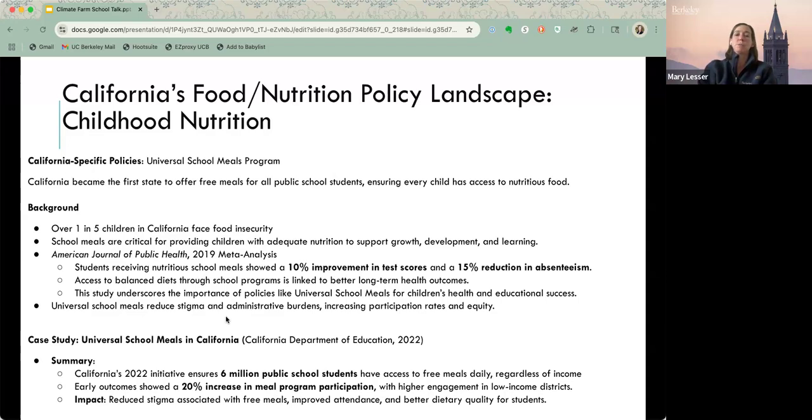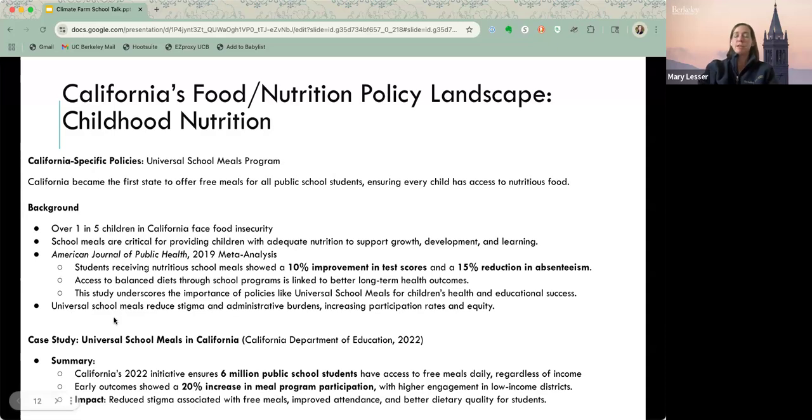Access to balanced diets through school programs was linked to better long-term health outcomes in these students. And really what this meta-analysis underscored was the importance of policies like universal school meals for children's health and educational success. So there was quite a building of evidence to show that these programs are serving a purpose, but there were still limitations. Moving from a qualifying program structure to everybody being offered a meal can help improve all children's outcomes, both health and educationally related.